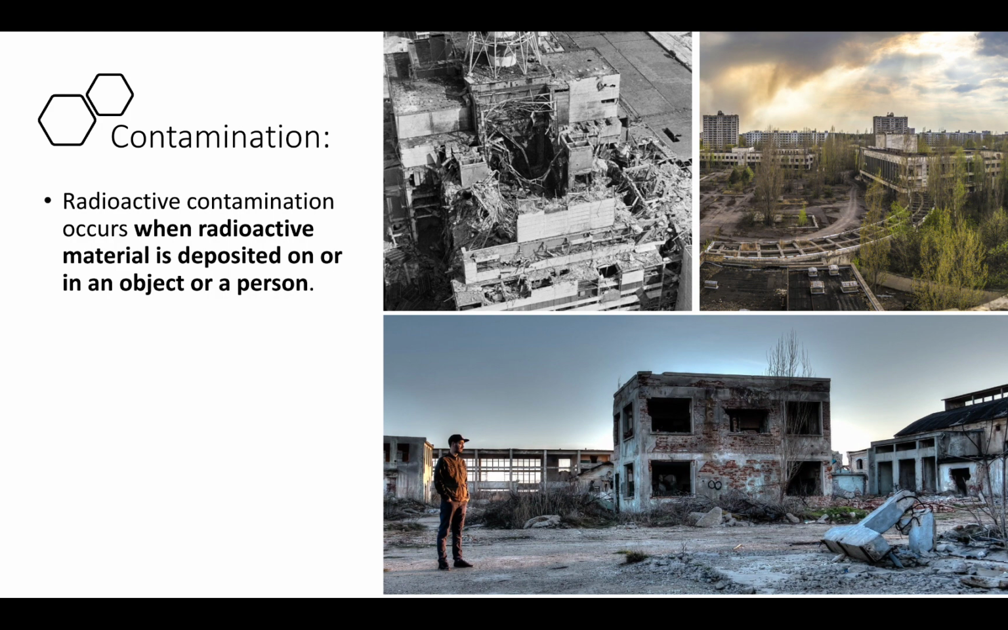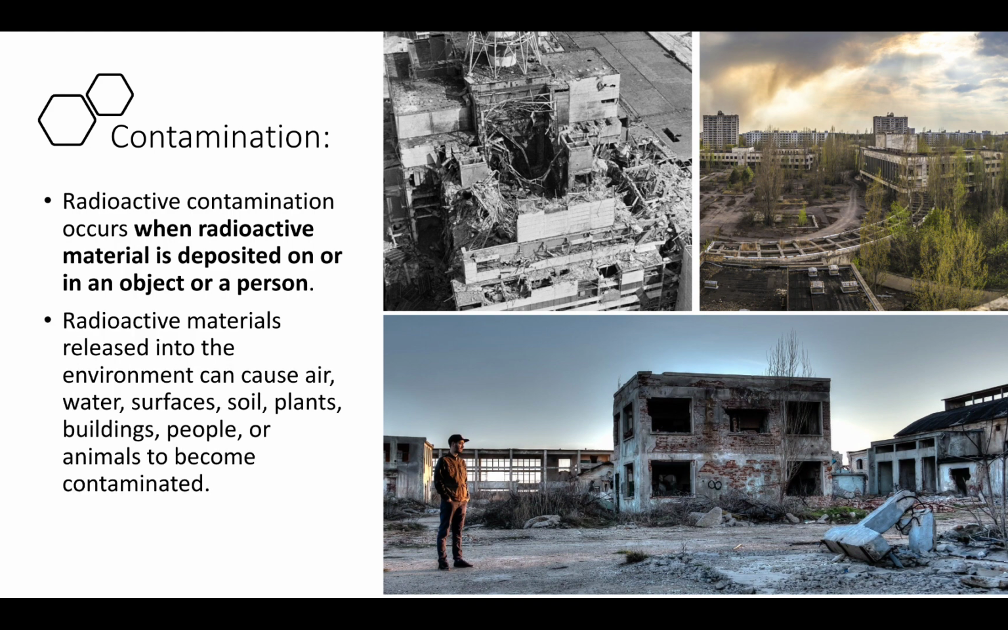So radioactive contamination occurs when radioactive material is deposited on or in an object or person. So you actually get the radioactive material on you or on an object. Radioactive materials released into the environment can cause air, water, surfaces, soil, plants, buildings, people, or animals to become contaminated. So there is a distinct difference between irradiation and contamination. And you can be asked that in your exam.